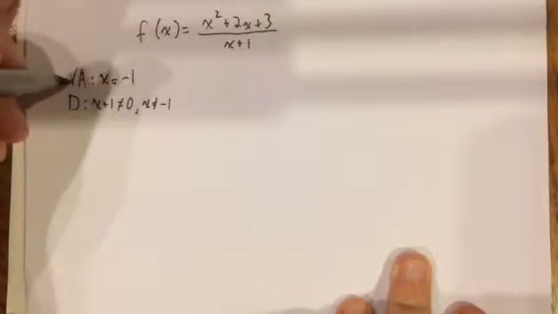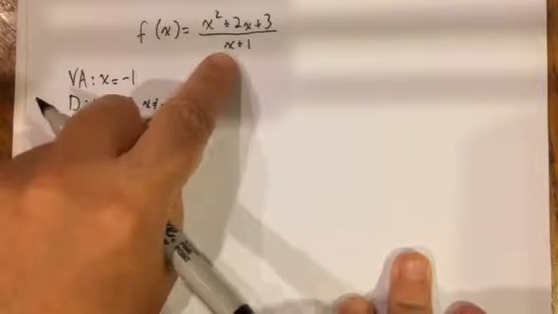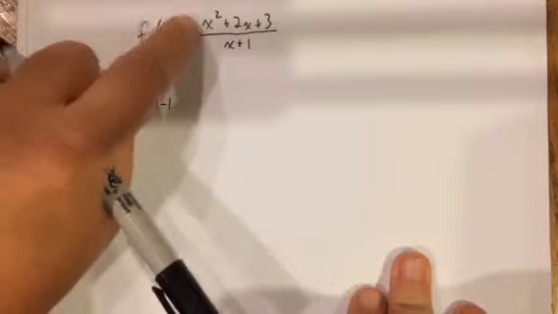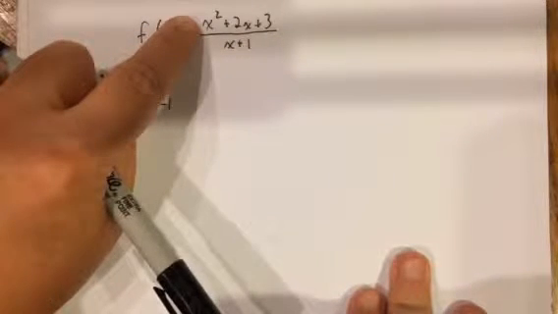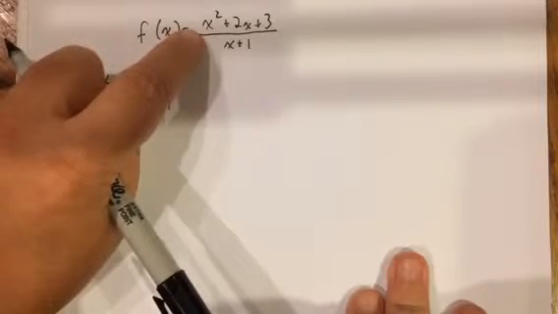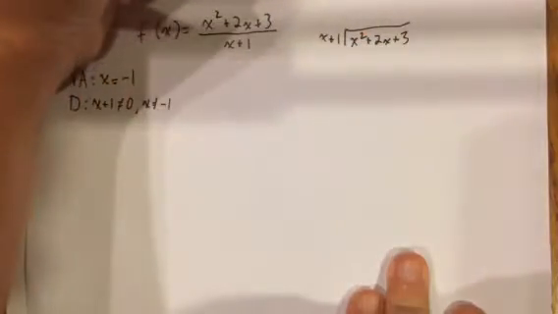Okay, my horizontal asymptote: I'd be looking at this, and if these were the same power of x, so x squared over x squared, it would be my ratio. If the power of x in the top was lower, it would be 0. But since the power in the top is higher, I'm going to go ahead and actually do long division. So I'm going to divide this out: x plus 1 into x squared plus 2x plus 3.